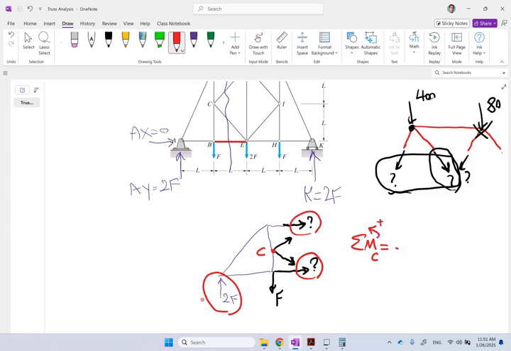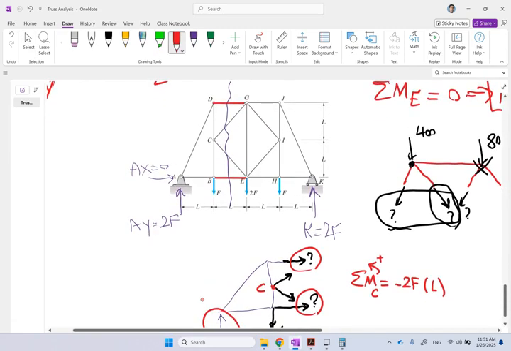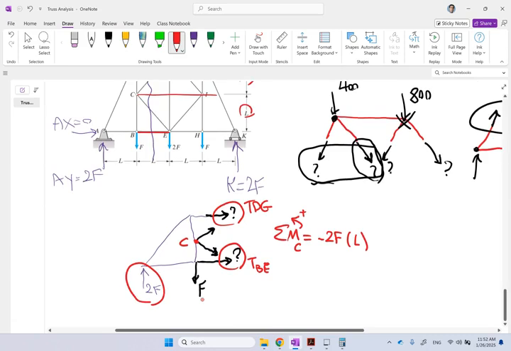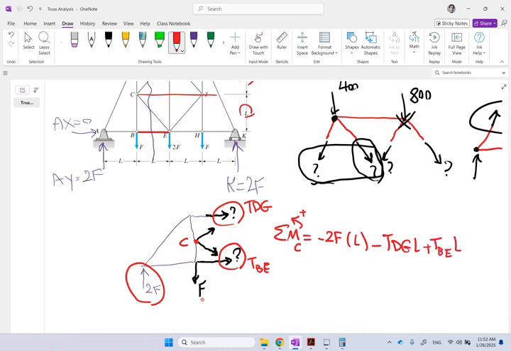So that 2F is negative, so that's going to be negative 2F, and the distance is L. And then this force here, T of DG, and this guy is T of BE. Both of them, their distances are L and L, if you can see here. The top one is clockwise, the bottom one is counterclockwise, so it's going to be negative TDG L, positive TBE L. This is 0, so one equation and two unknowns.